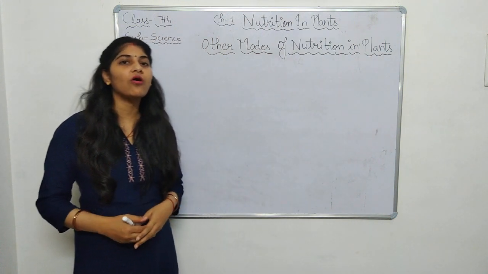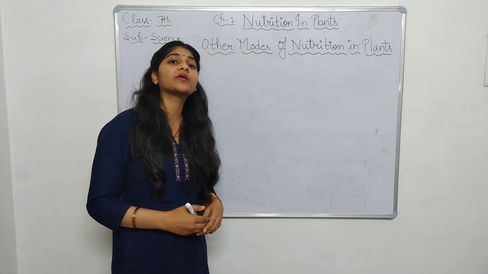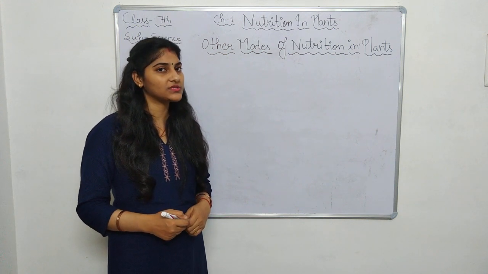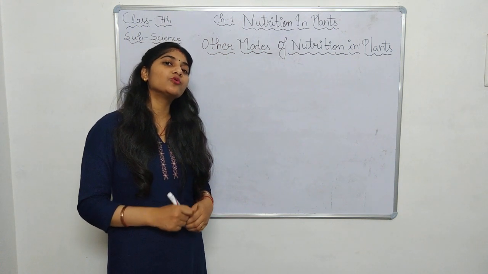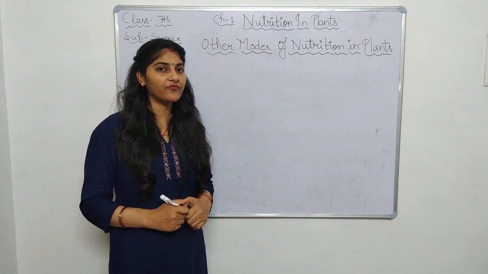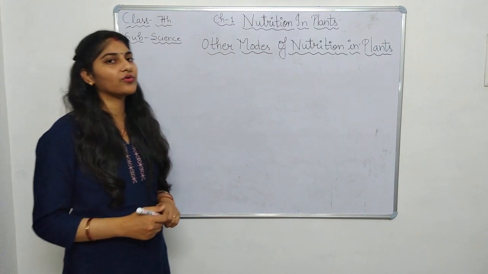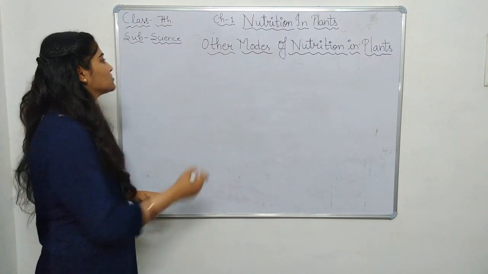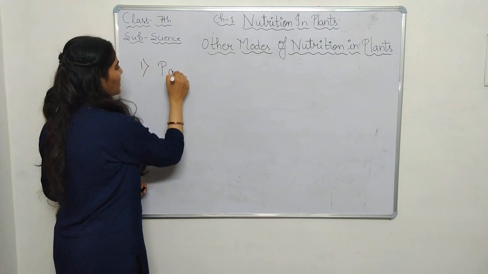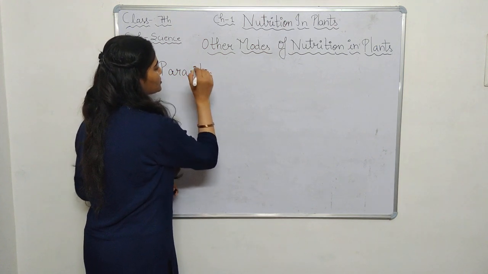As we have learned, all those plants which have chlorophyll present in them can prepare their own food by the process of photosynthesis. But what about those plants which do not have chlorophyll? They do require food. So how do they get their food? That we are going to understand in this. So first we are going to understand about parasitic mode of nutrition.